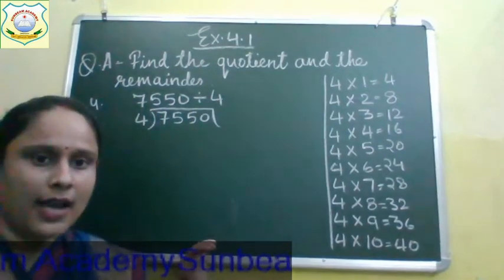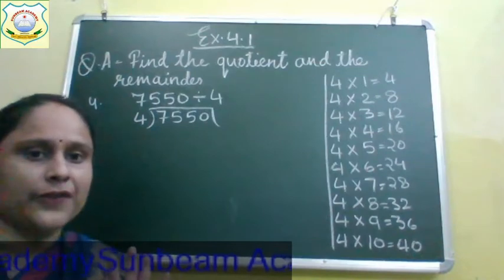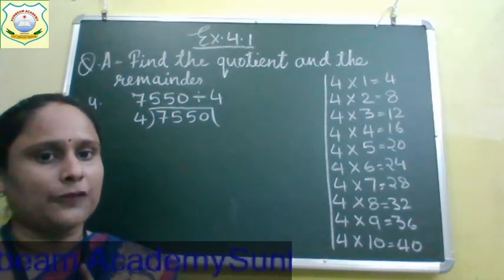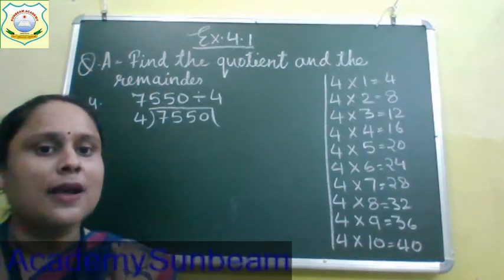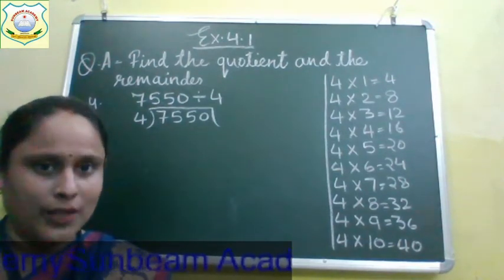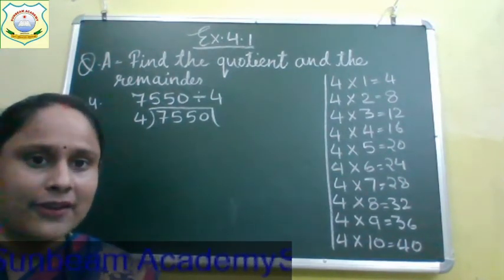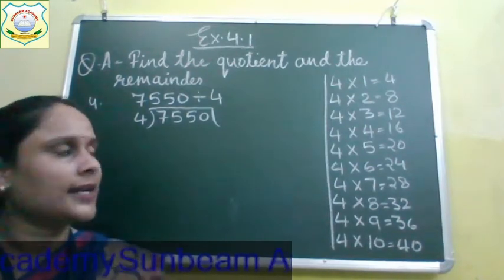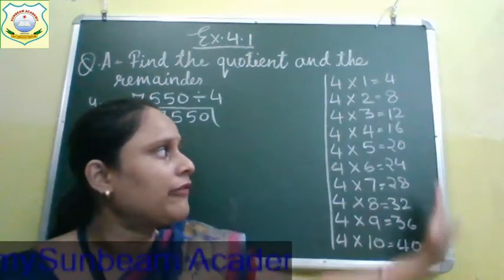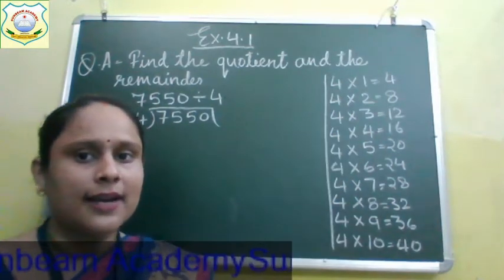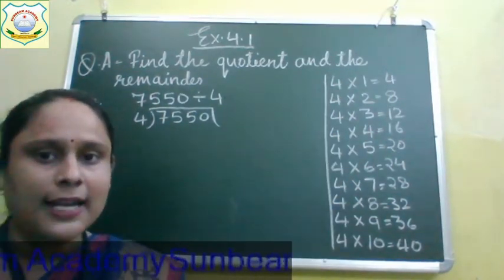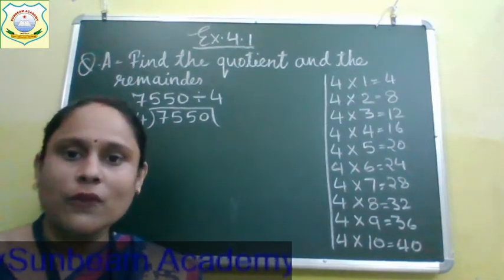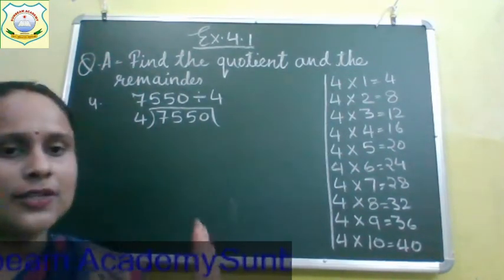Okay. Now, which is the first number we will see? 7. 7 is bigger than 4 or smaller than 4? 7 is bigger than 4. Okay. So, we will divide 7 with 4. 7 can easily be divided with 4. Now, say the table of 4. Now, in the table of 4, can you see 7 is there? I cannot see. Can you see? No one can see, right? So 7 is not there.